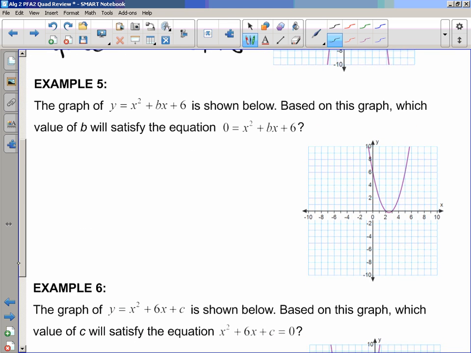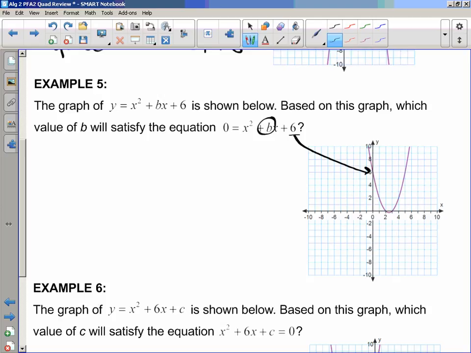So let's look at this one. The graph of y equals x squared plus bx plus 6 is shown below. Based on this graph, which value of b will satisfy the equation 0 equals x squared plus bx plus 6? The plus 6, remember, that's the y-intercept. Now, where am I going to get this from? This is not really something that we've talked about yet. But let me just take you through the process that you need to go through.